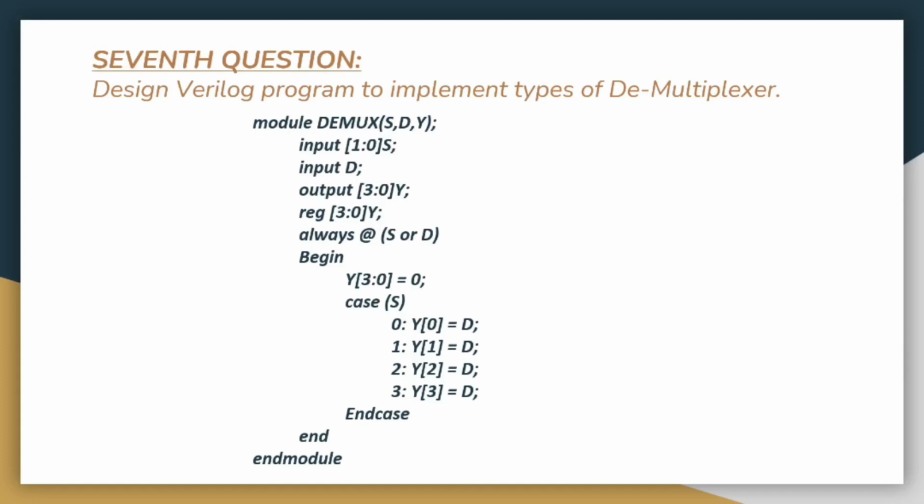Seventh question, design a Verilog program to implement types of demultiplexer. Actually, a demultiplexer is a digital circuit that takes a single input signal and chooses one of the several output lines based on a set of control signals. It is also known as DMUX or data selector. It essentially serves the opposite purpose from the multiplexer, which selects one output from multiple inputs.